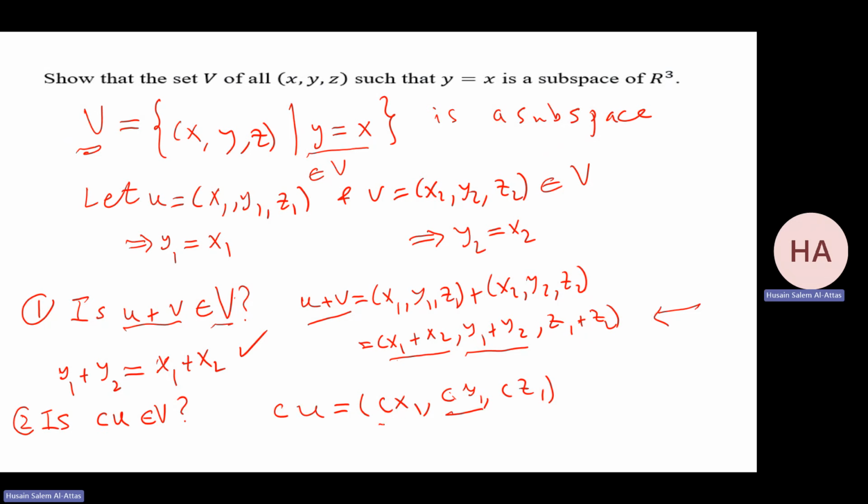Is it the same as the first component or not? Check CY1. I know that Y1 is equal to X1, so this is equal to CX1. So this is true. It means U plus V belongs to capital V. Here it means CU belongs to V.